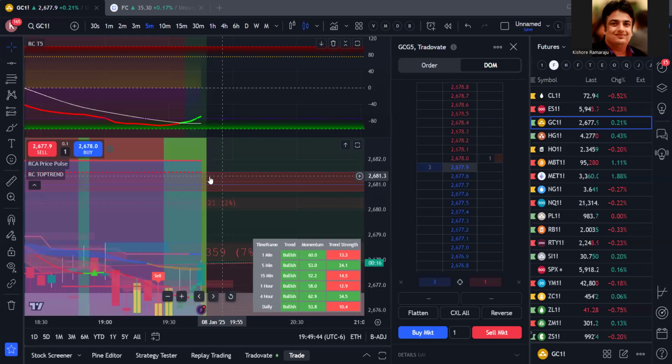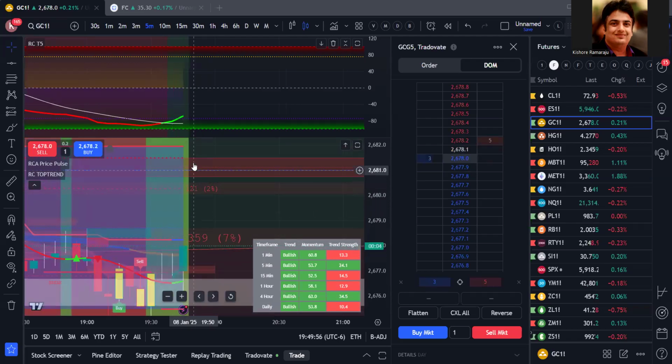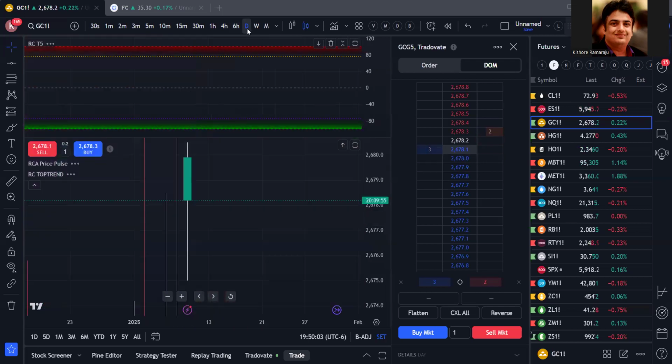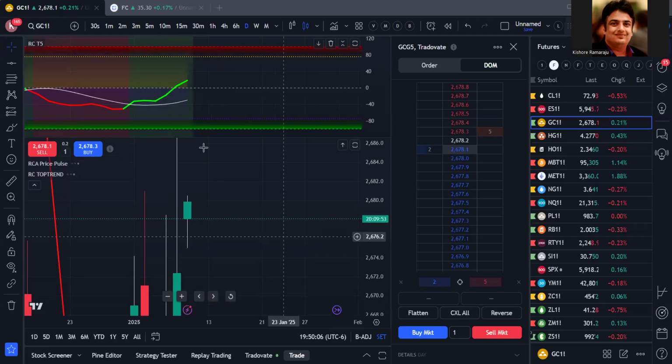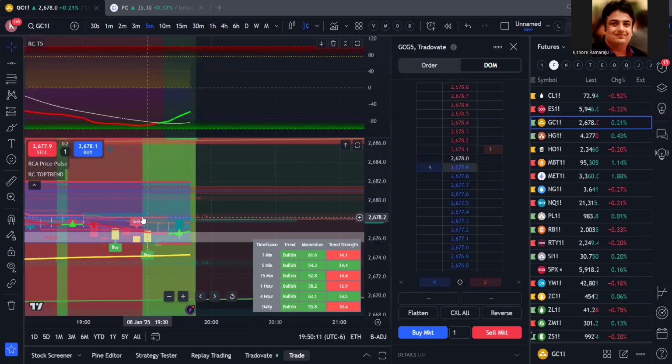It may go all the way to 2681. Even though there are some sell orders here, there can be more buyers than the sell orders. The buyers will break this resistance and go all the way to this 2681. So here also buyers took the control. So in daily, buyers have full control. In 5 minutes, buyers took the control. Your trend is completely bullish. Your momentum is bullish.